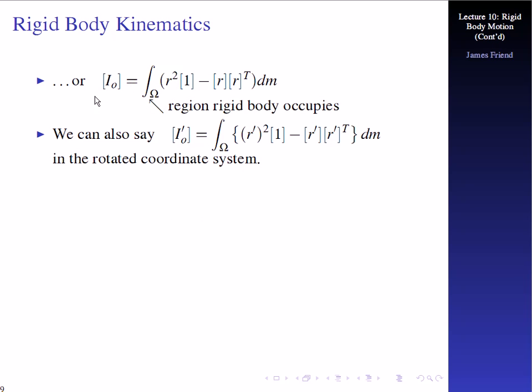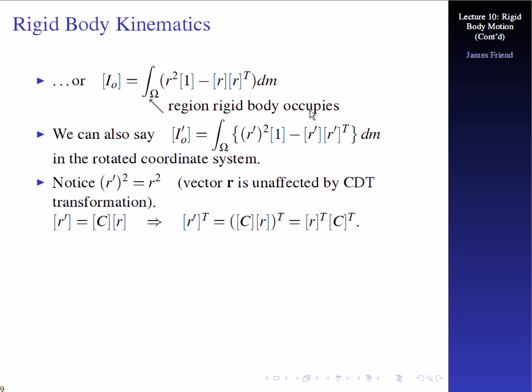And we also could say that this I naught prime is actually in the rotated coordinate system, where we're replacing r with r prime wherever we look at this. And we'll notice that r prime squared is equal to r squared. Okay, that this vector r really isn't affected by the coordinate transformation. Remember, the vector itself isn't changed. It's how its representation is changed in terms of its components.